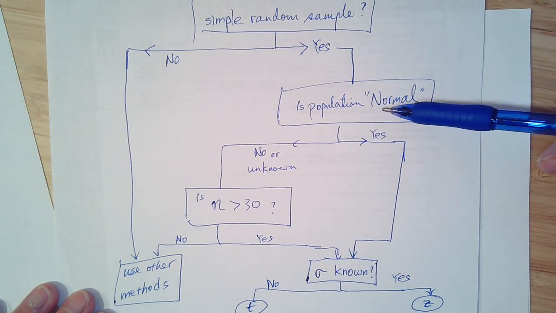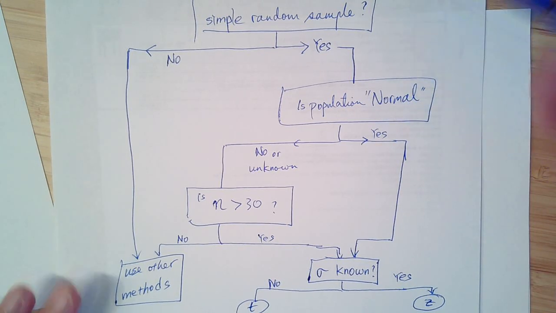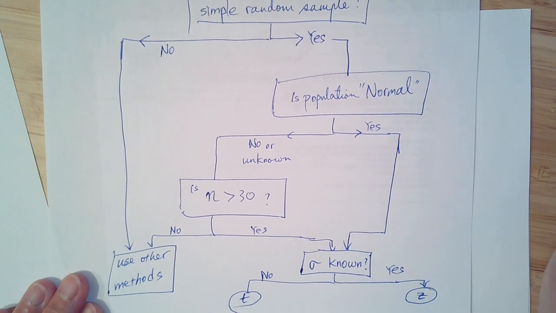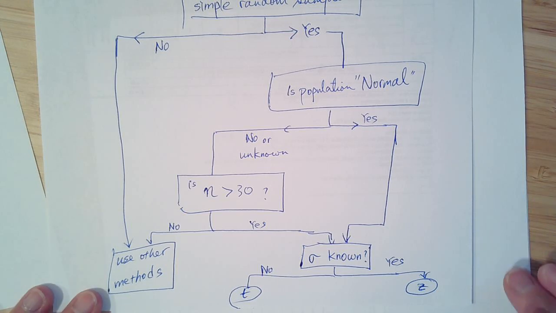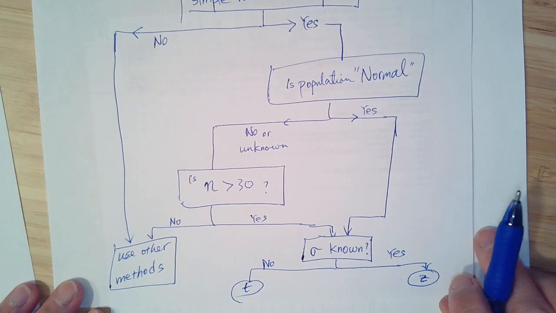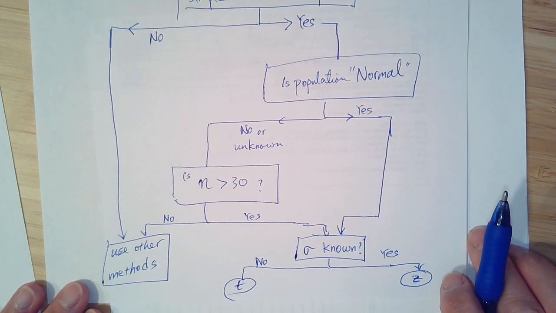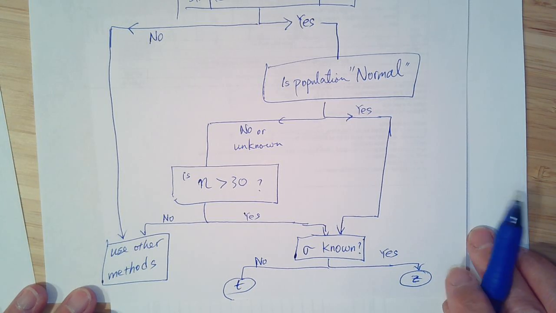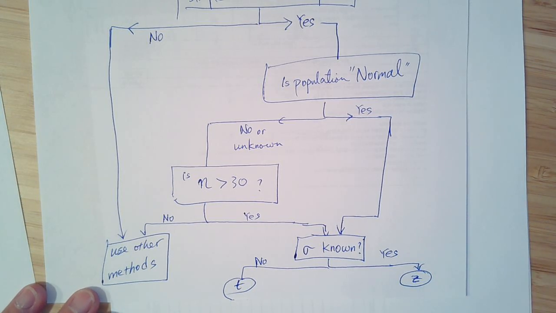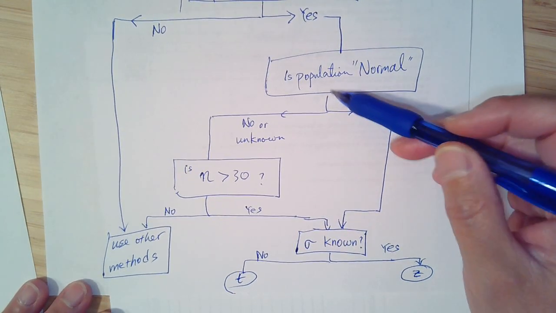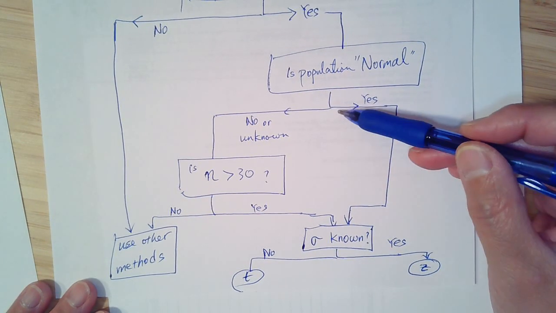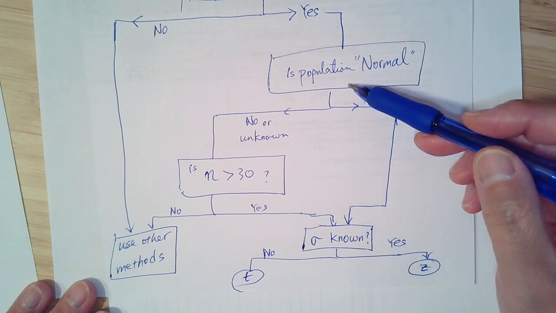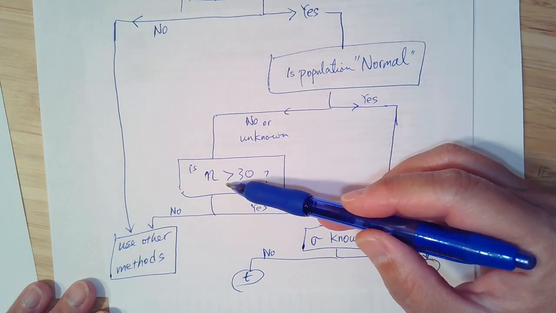However, in this section, when you work on the homework, I will not ask you to assess the normality, and we just assume it's normal, okay? I'm not asking you to run the normality test. So we just assume it's normal, and then we go here. If it's no or unknown, then you go to the other side.